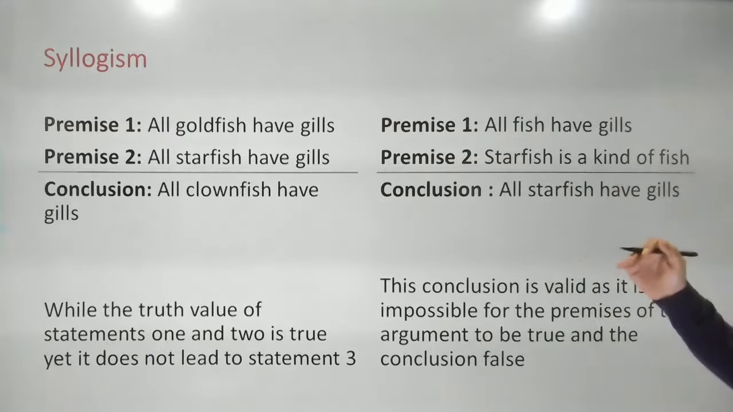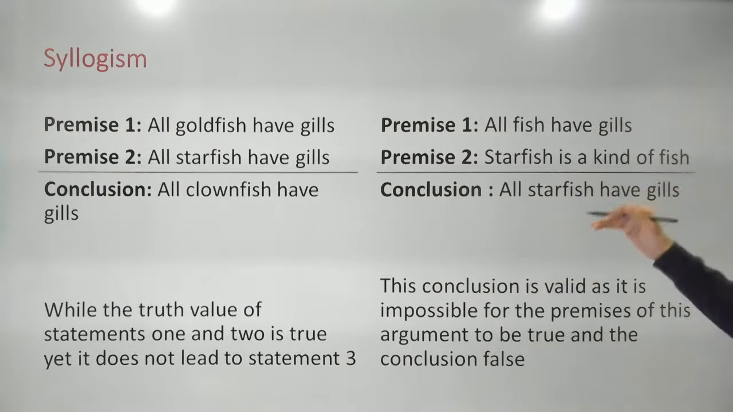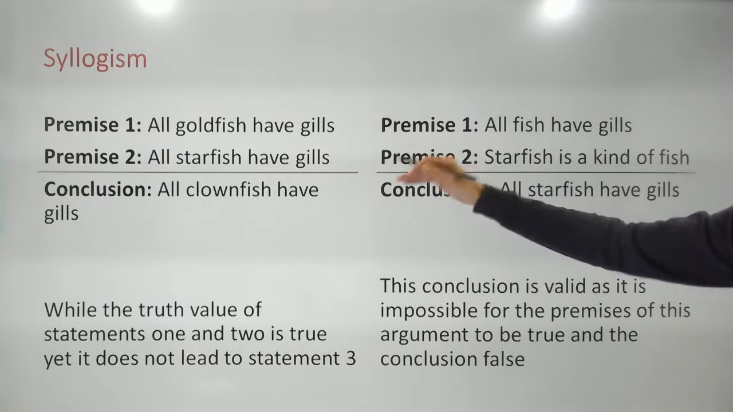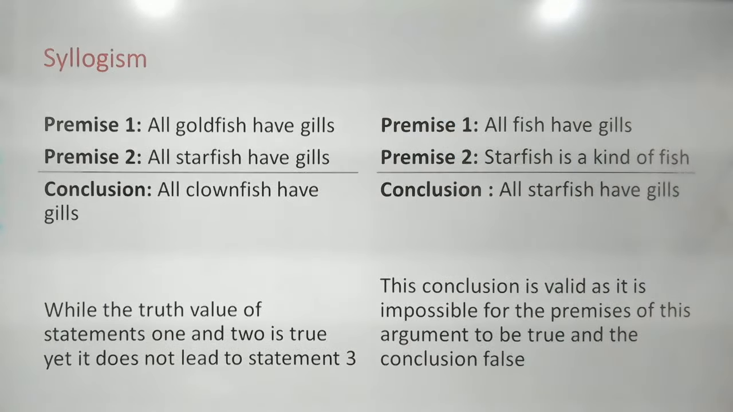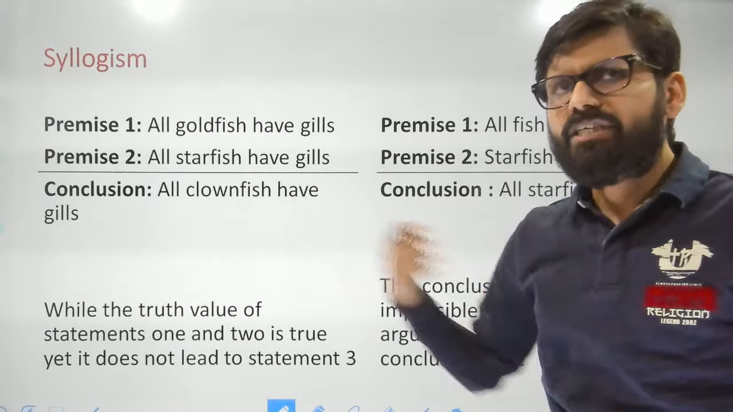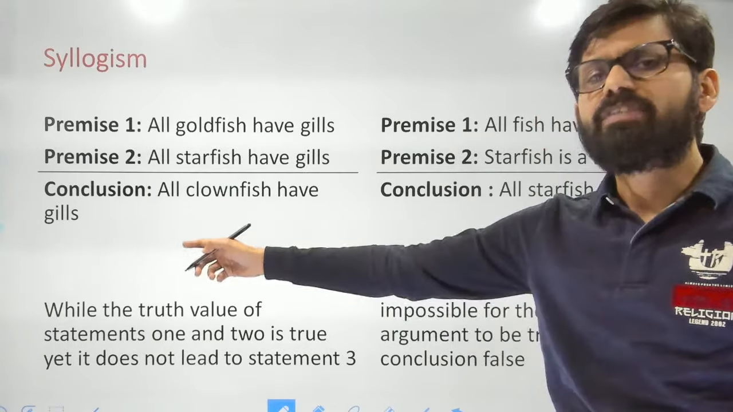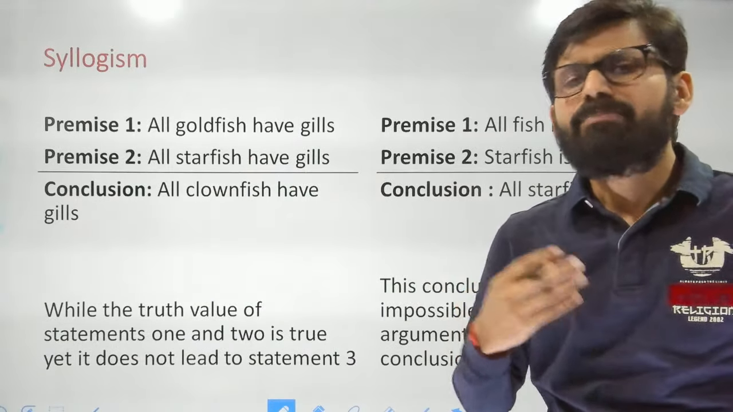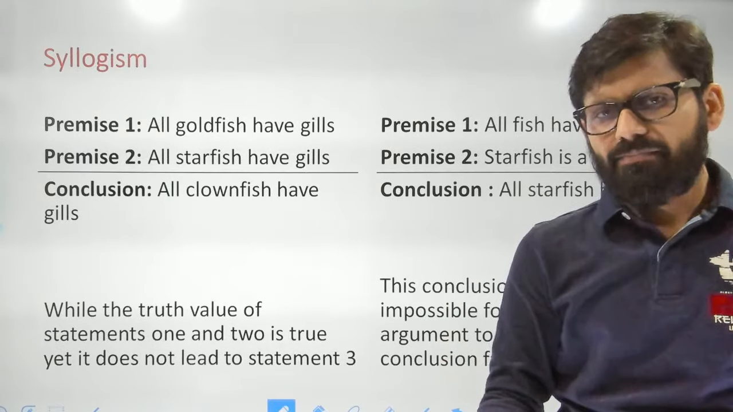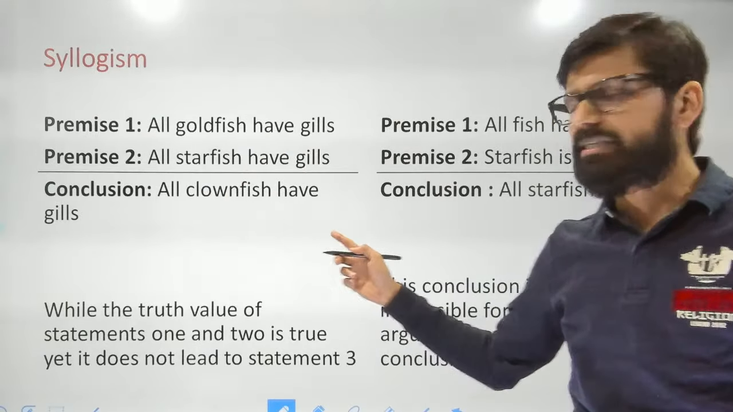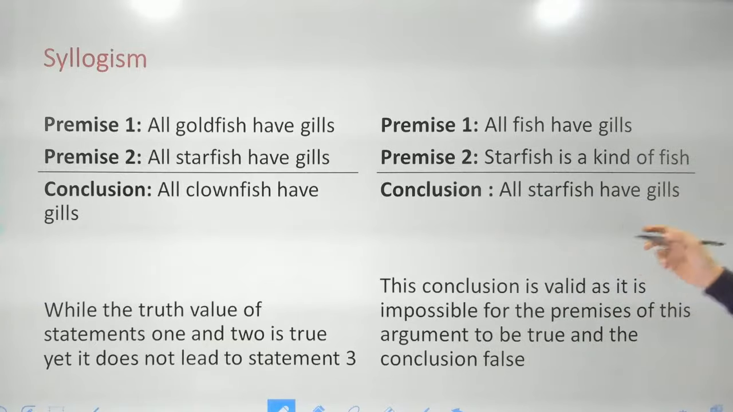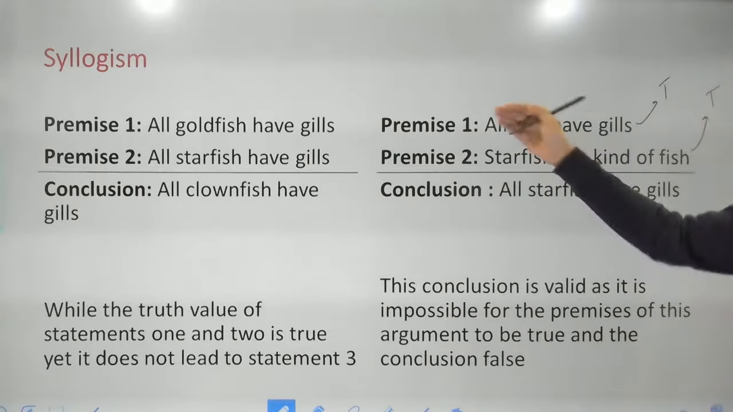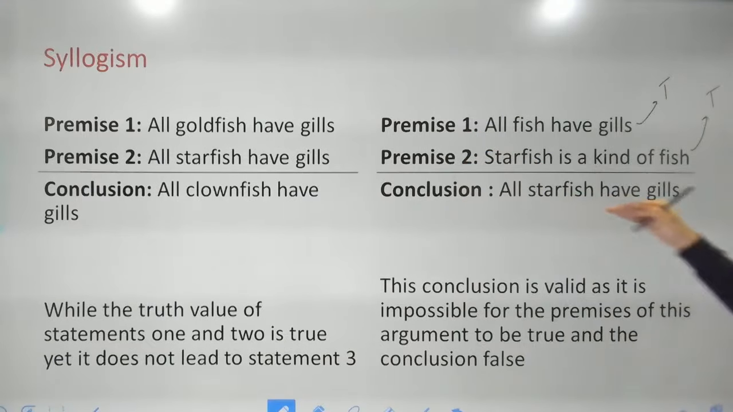So, for example, we have these two arguments, right? There is this argument on the left and there's this argument on the right. Now, if you look at this argument on the left, the two premise statements, all goldfish have gills, all starfish have gills. We can't conclude surely that all clownfish have gills from the above two statements, right? And somebody might say this is a possibility. But in this particular argument, from the two premise statements, the conclusion follows 100%. Now, the assumption is that both these statements are true. We are assuming the truth of these two statements, and then the conclusion follows 100%.